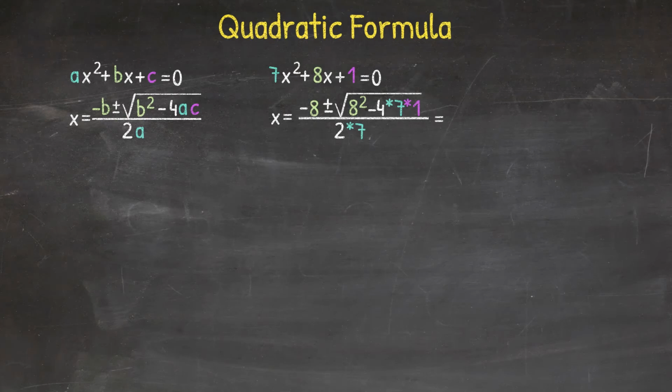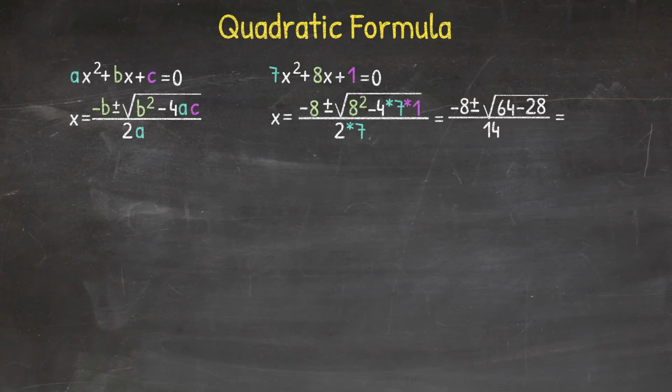Please relate to the formula on the left, where it says minus b, in our case that is minus 8, plus minus the square root of b squared, and in our case, instead of b, we use number 8. Minus 4ac, where a is number 7, the first coefficient, and c is the constant, times 1. And then 2 is multiplied by a, and in our case, a is the first coefficient, number 7.